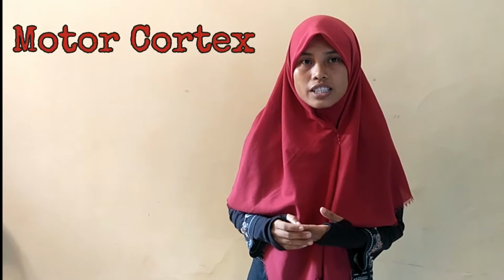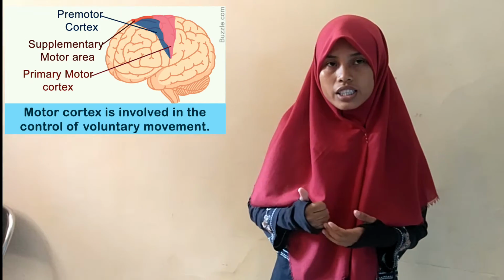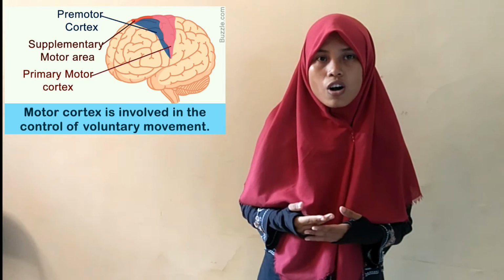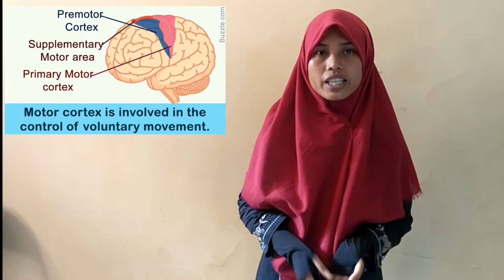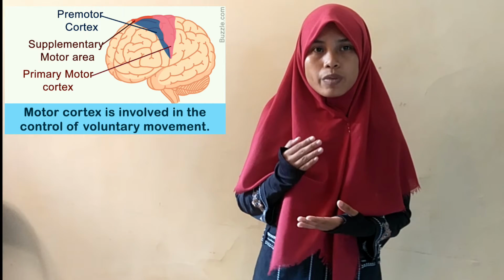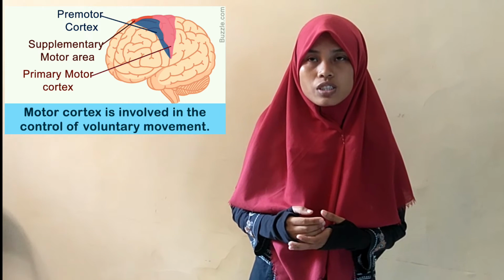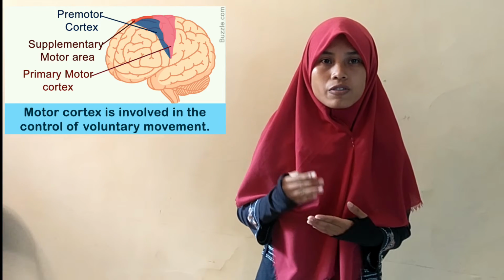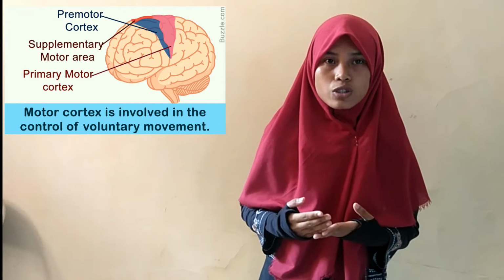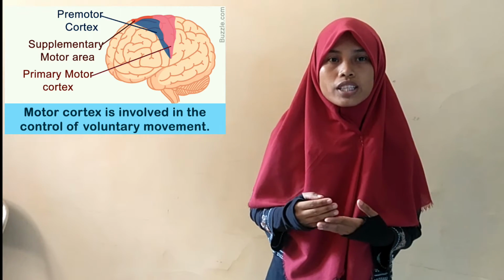Then the fifth is motor cortex. Motor cortex is the region of the cerebral cortex involved in planning, control, and execution of movement. It's found in the upper middle of each hemisphere, perpendicular to the sylvian fissure. Motor cortex is responsible for sending signals to your muscles, including those of your face, jaw, and tongue, to make them move.